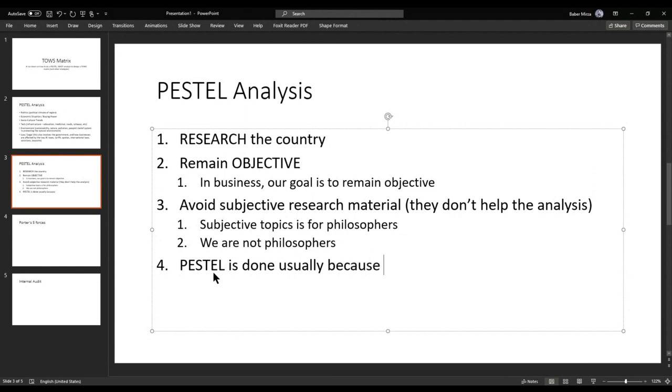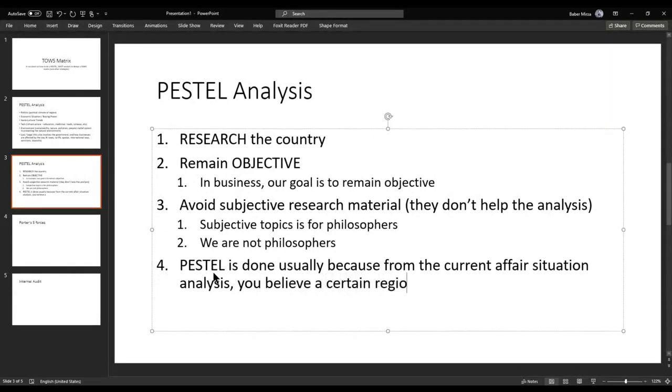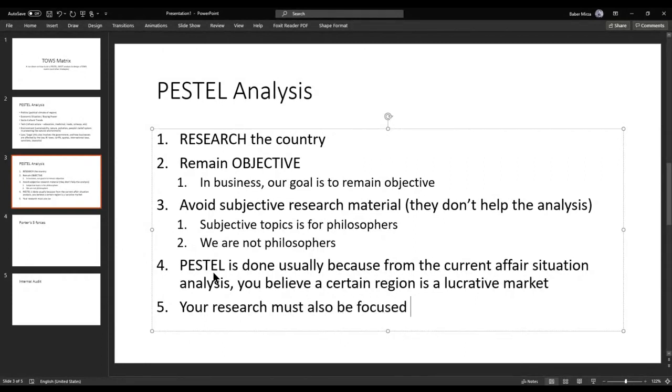It's done usually because from the current affairs situation, you believe a certain region is a lucrative market. Your research must also be focused on the present.